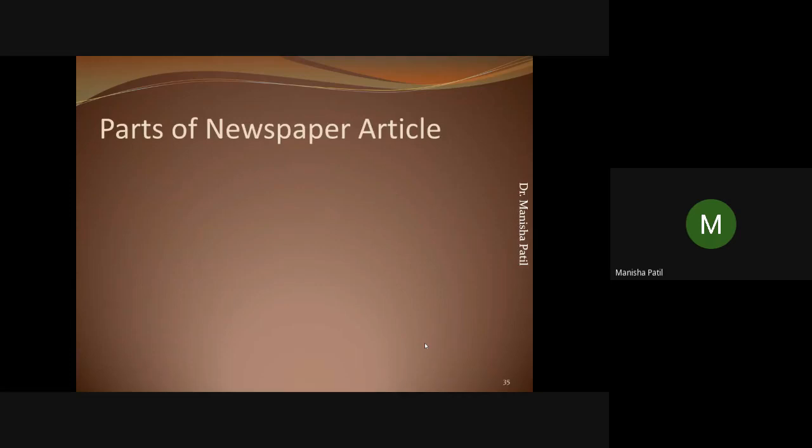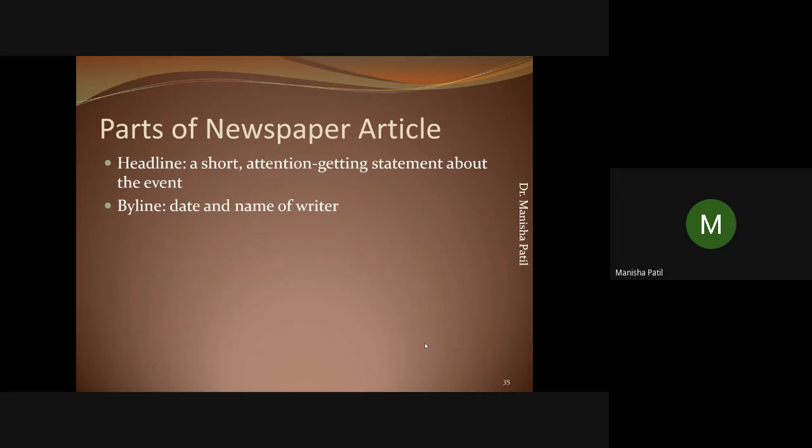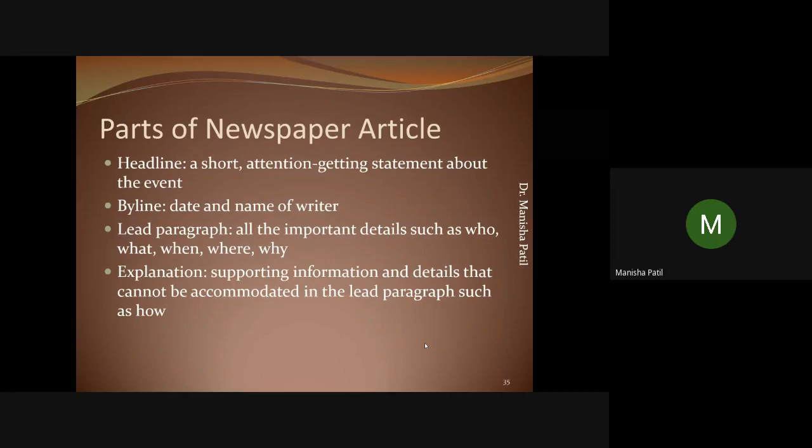Let's see the parts of newspaper article. First, headline. It is a short attention-getting statement about the event. Then, byline, which mentions the date and name of the writer. It is followed by lead paragraph, where all the important details such as who, what, when, where, why are given.